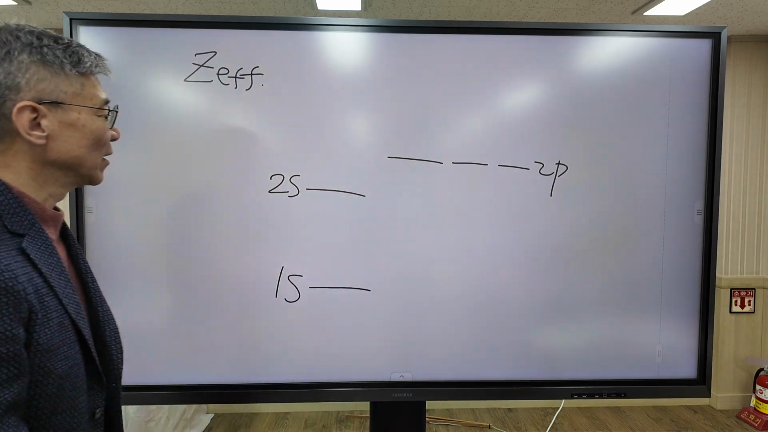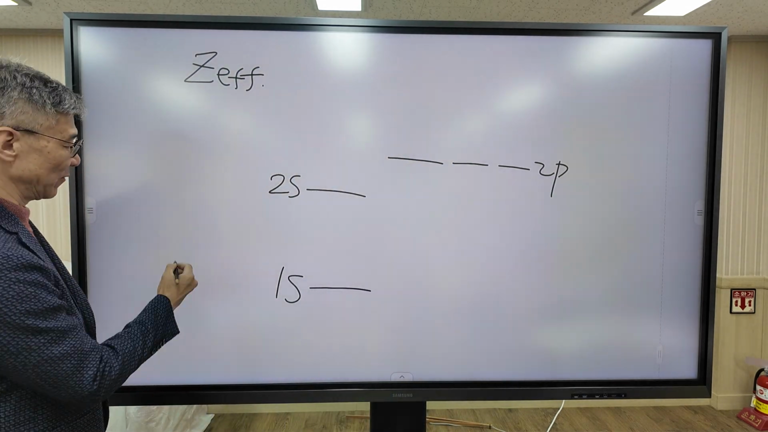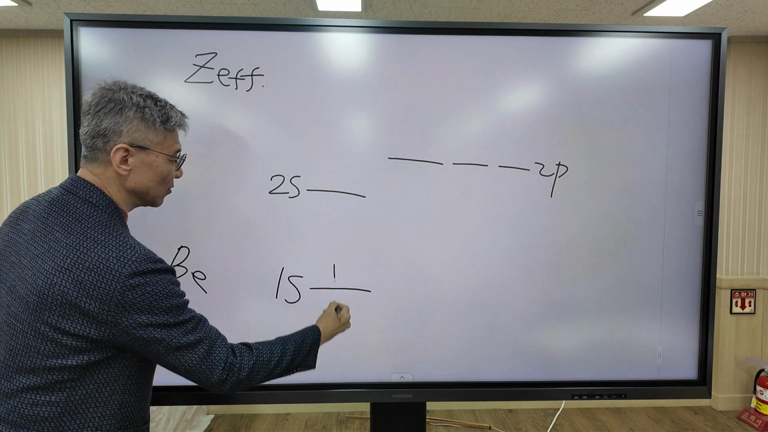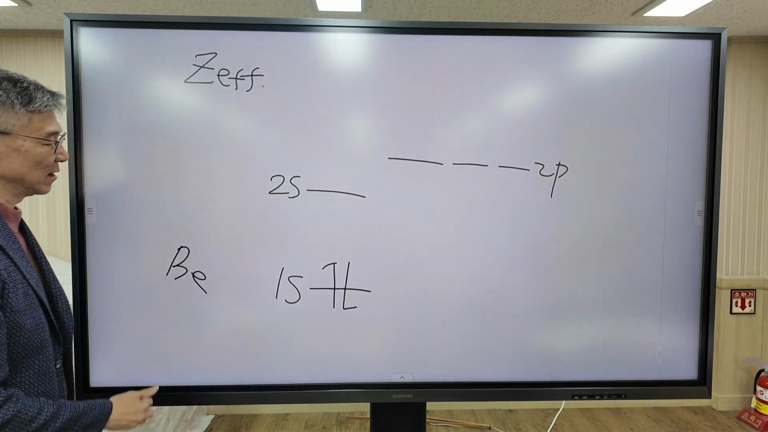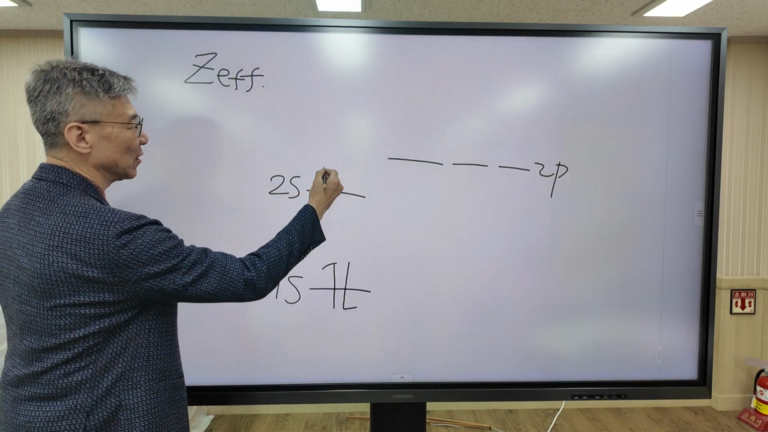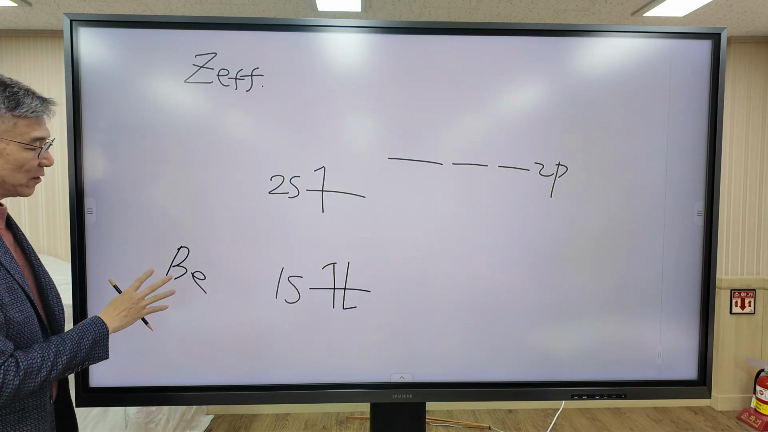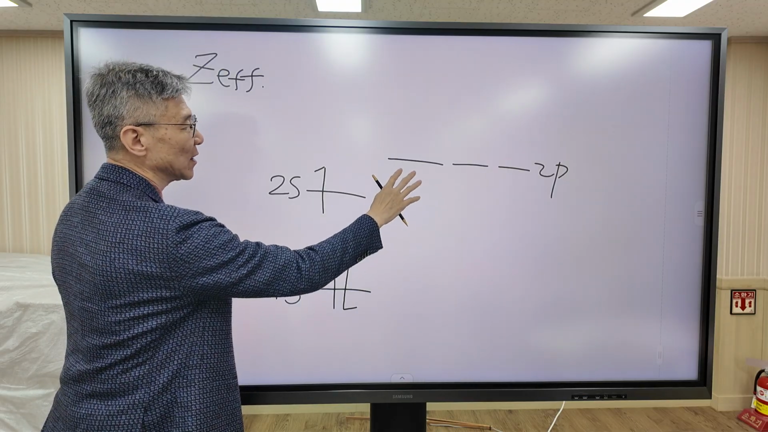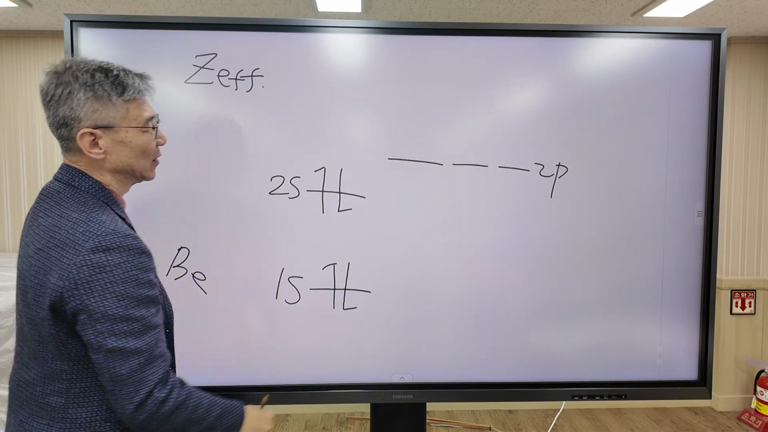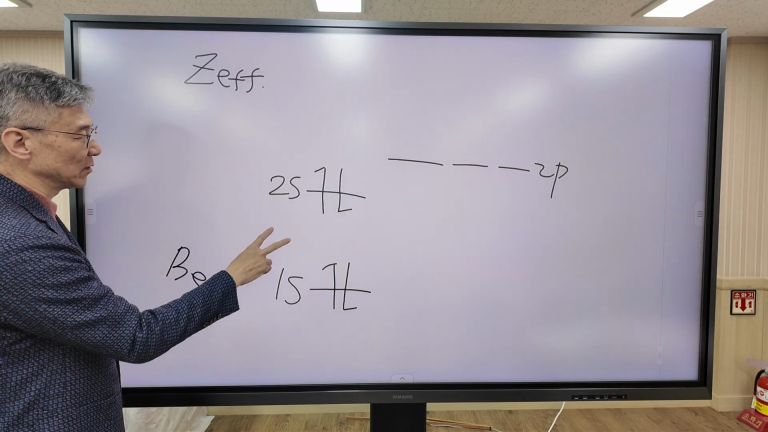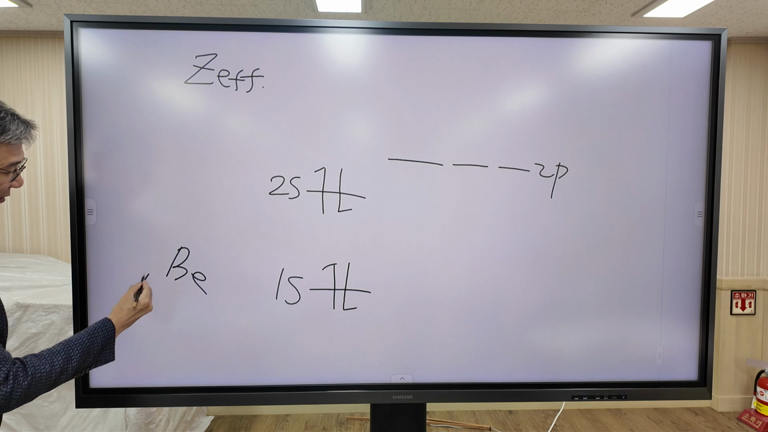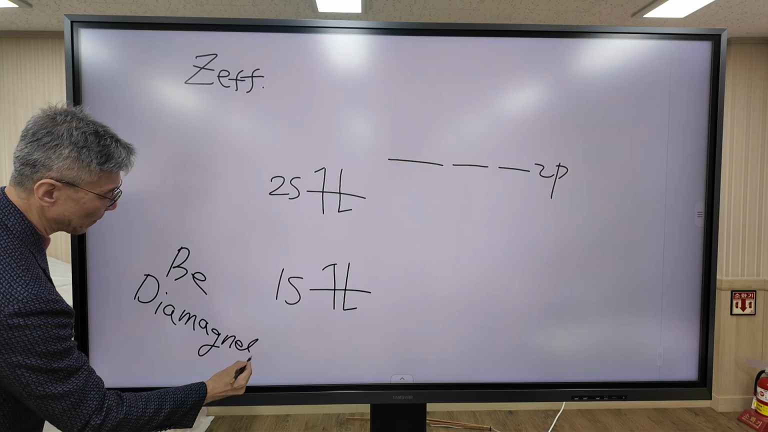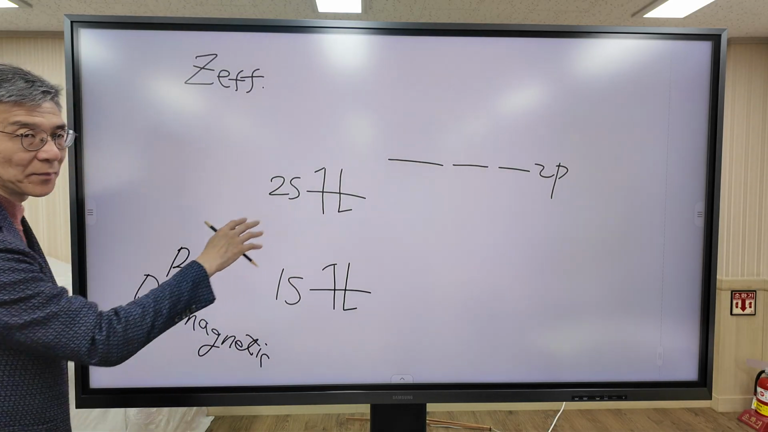So I'm going to derive the electronic configuration of beryllium, which has 4 electrons. First 2 electrons go to the 1s orbital, spin up and spin down. The third electron goes to the 2s orbital with spin up. And the fourth electron goes to the 2s orbital instead of the 2p orbital because the 2p orbital is higher than the 2s orbital. So when you measure the magnetic property of beryllium, it is diamagnetic, because all the electrons are paired.